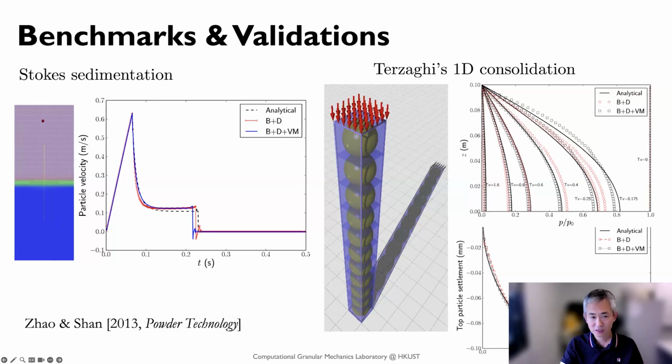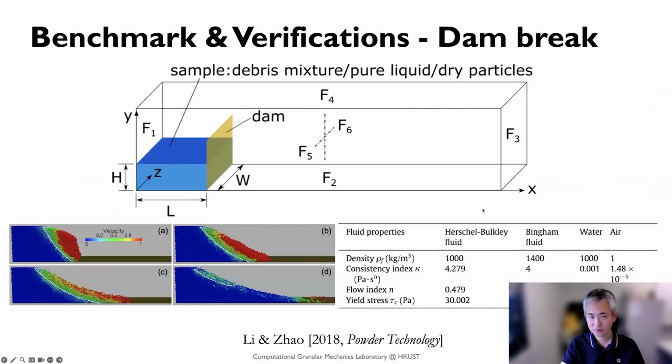And so this change of velocity can be predicted and is quite consistent with the analytical solution. Another benchmark is Terzaghi's 1D consolidation, where we simulate a soil column saturated with water, do the simulation, and compare it with the 1D consolidation solution, and we have a good match here.